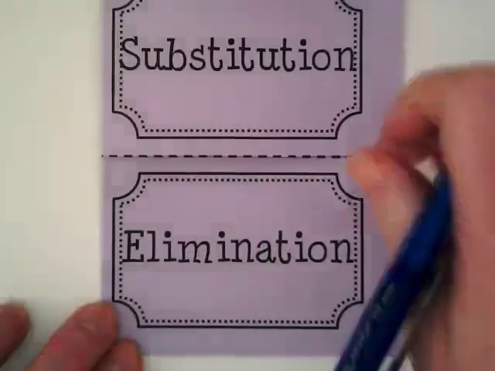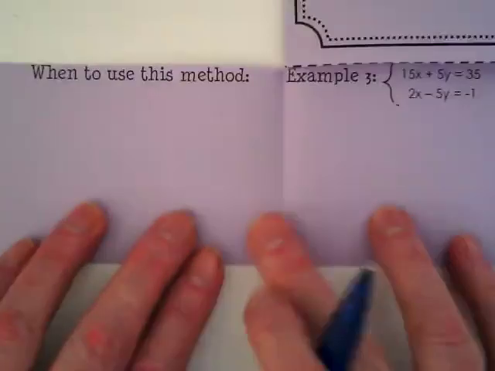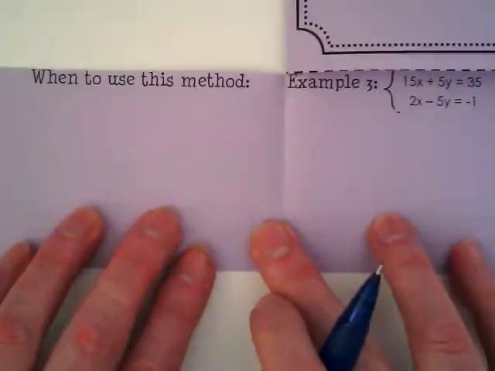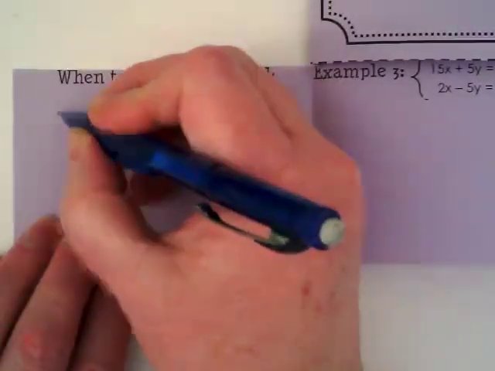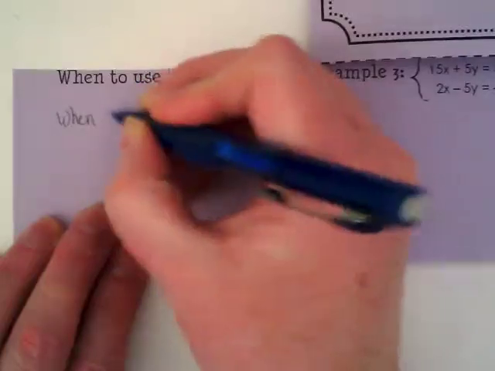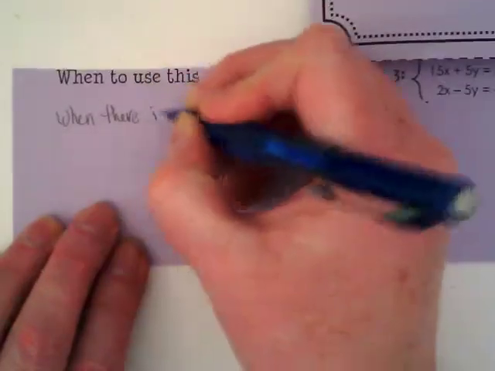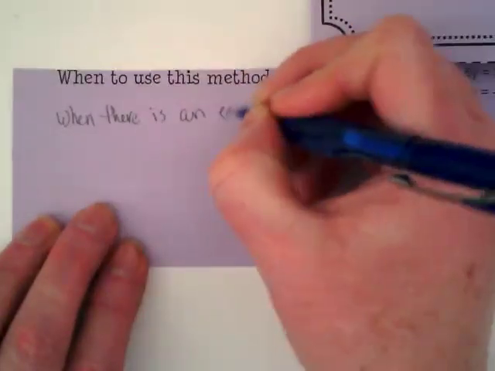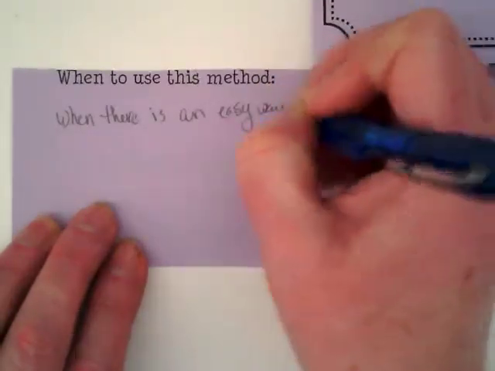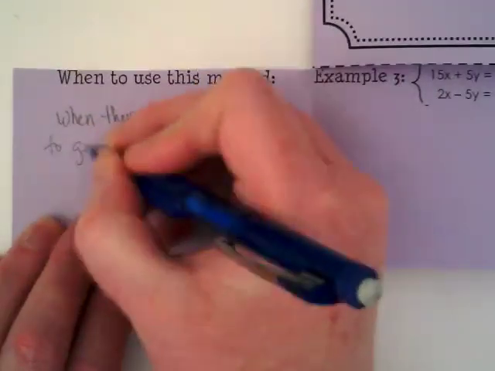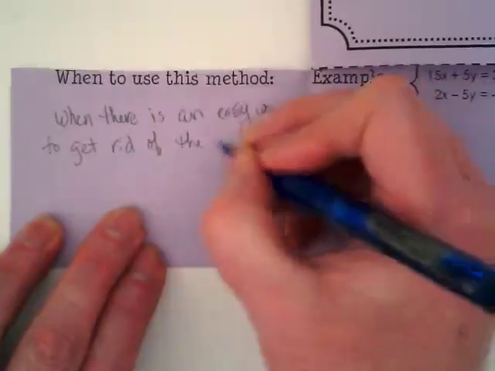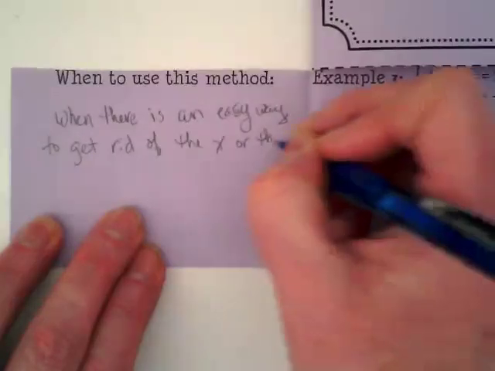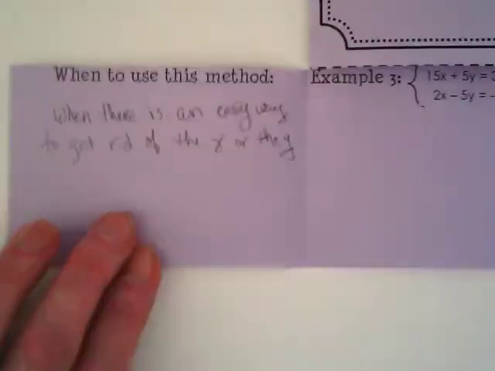Okay, elimination. When do we use this method? When it's clear we can look at a term and see how we can eliminate it. When there is an easy way to get rid of the X or the Y. And I know that probably doesn't make sense yet.